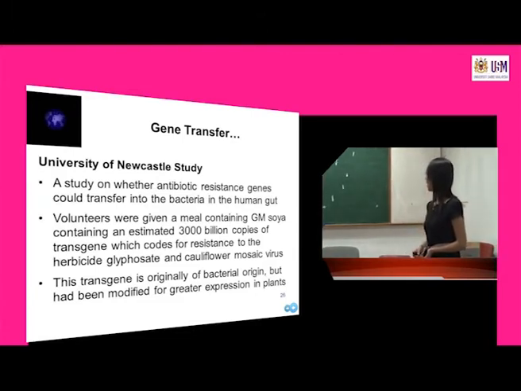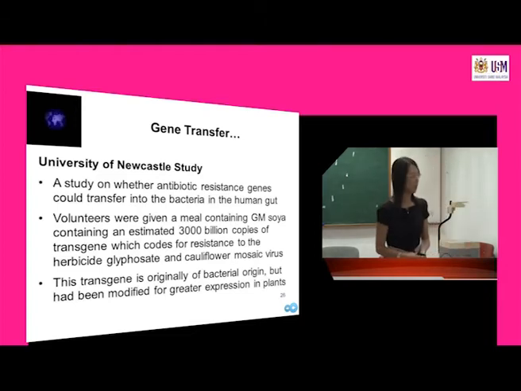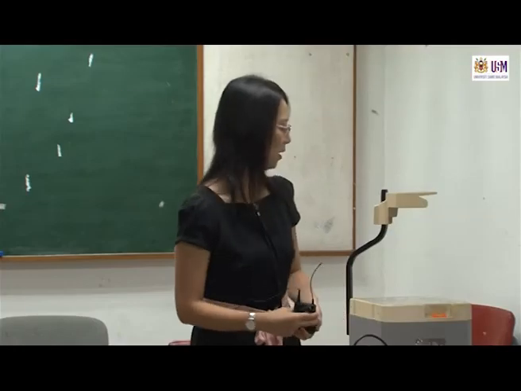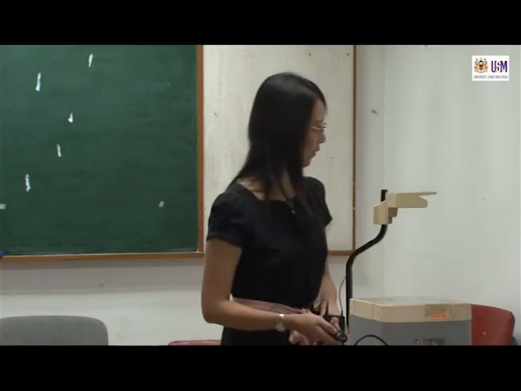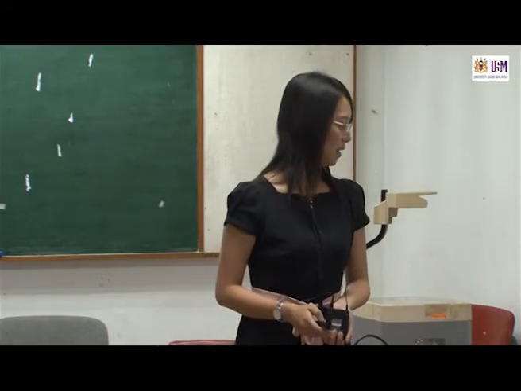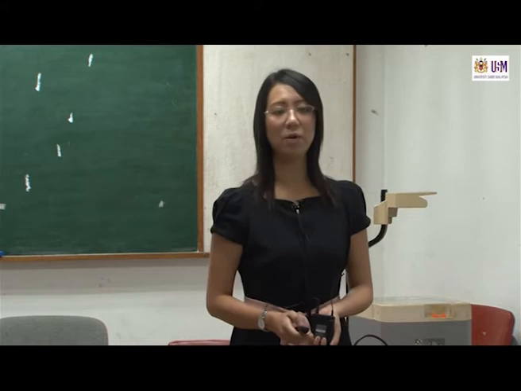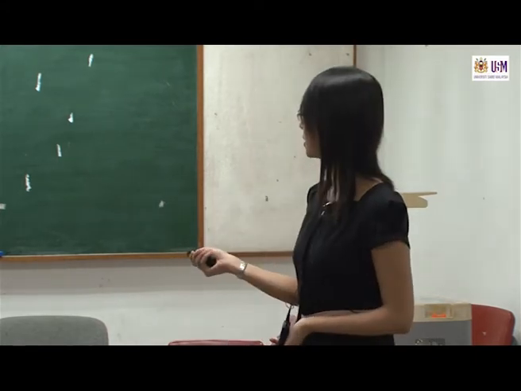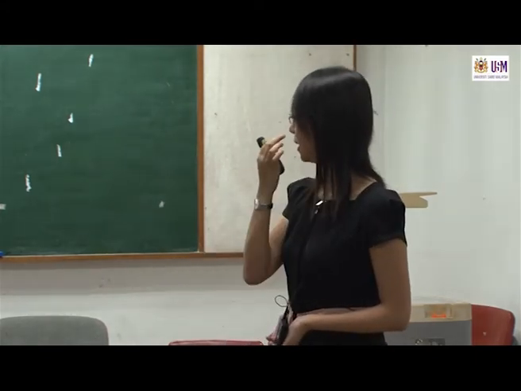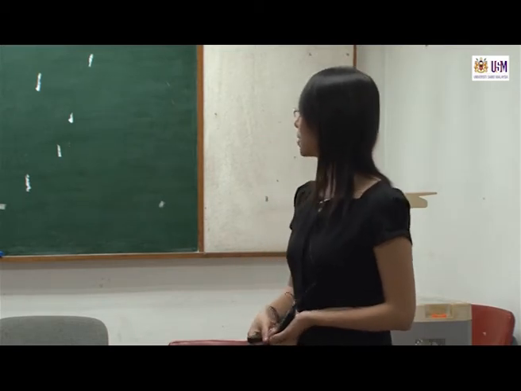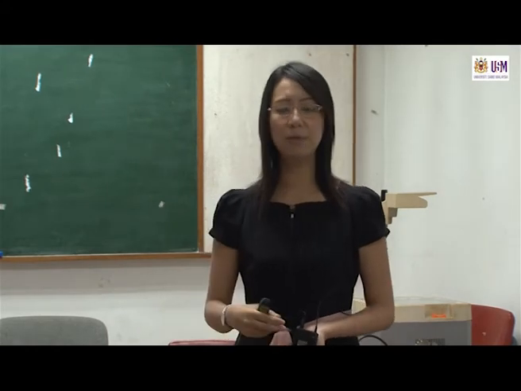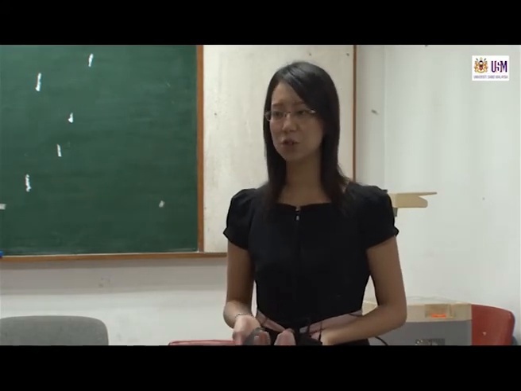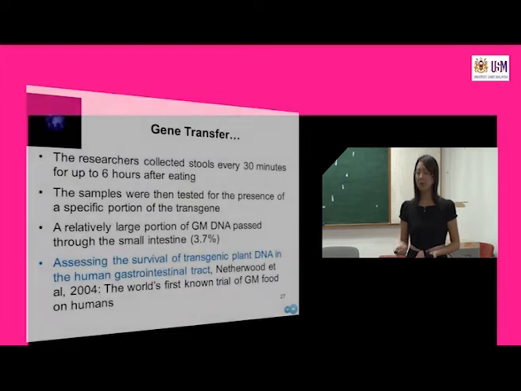Now this GM soya has roughly 3,000 billion copies of transgene, and this transgene codes for resistance to various types of things. One of them is herbicide resistance, from the herbicide glyphosate, and a promoter from cauliflower mosaic virus, and all of that. So this transgene is originally of bacterial origin, but has been remodified into plants, so that's why they're eating that soya. And they are acting as volunteers for this study.